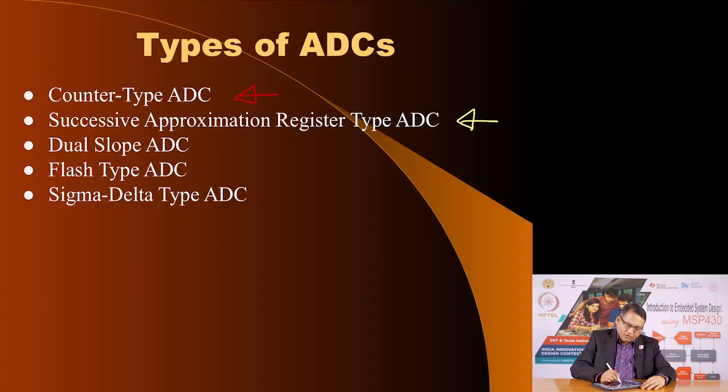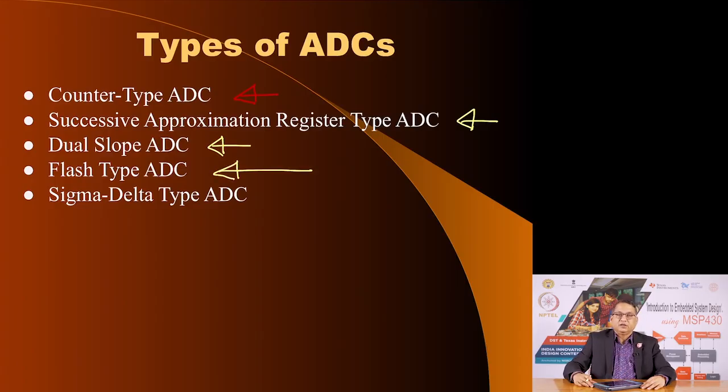Then we have a dual slope ADC, which also is a counter type, except now you use two slopes, one where you are charging the voltage to the input value, and then from the input value you discharge to a known reference value. Then you have very fast ADCs of the type called flash ADCs.